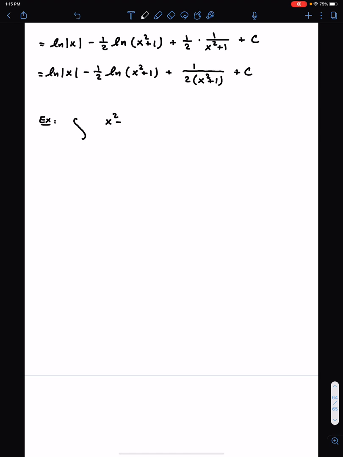Integral of x squared minus x divided by x squared plus x plus 1 dx. Because the degrees are the same, I have to divide, and you have to do long division for this one. Once you do long division, you get 1 minus 2x plus 1 divided by x squared plus x plus 1.